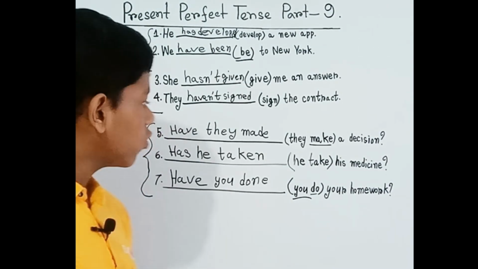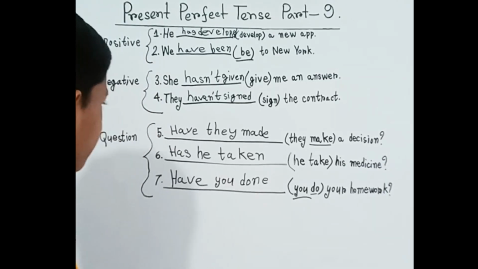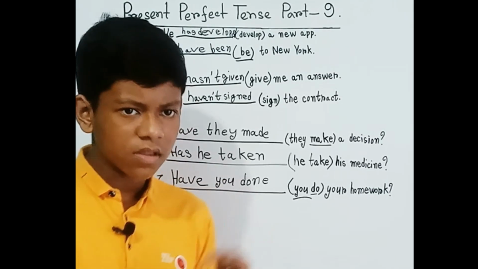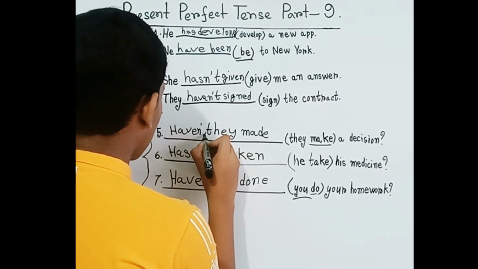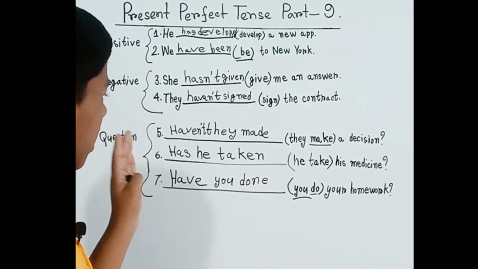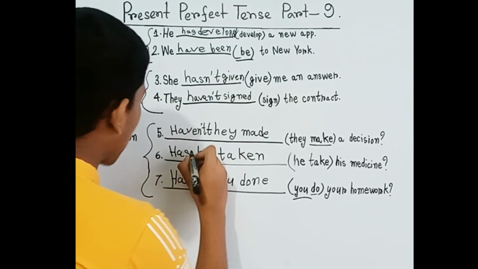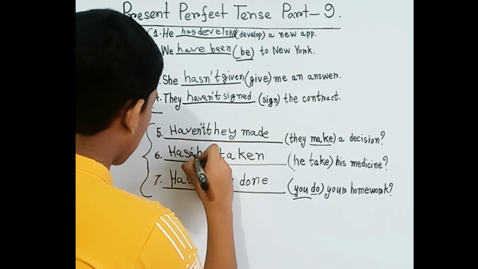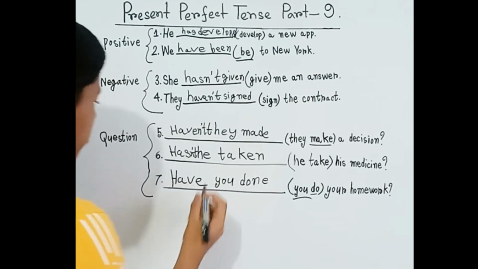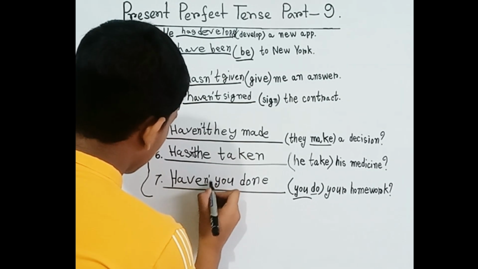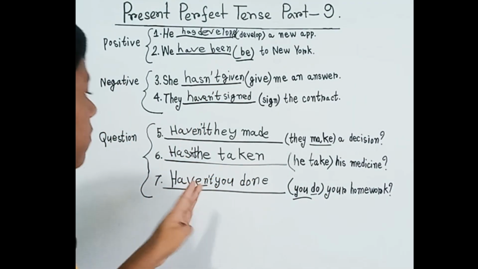Okay, so we have already understood this, but there's one thing I want to share with you. Now we will try to make it into the negative form of the question. We can write haven't. Haven't they made a decision? Same here, hasn't. Hasn't he taken his medicine? Same here, haven't. Haven't you done your homework? So this is the negative form of the question.